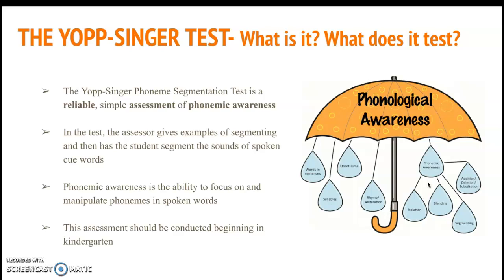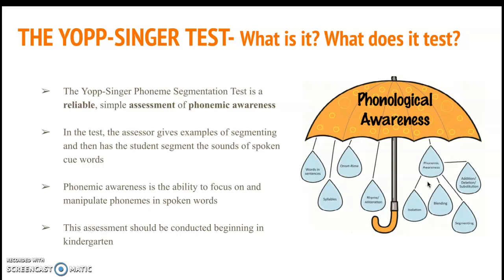So what is the Wopsinger test? What is it? What does it test? The Wopsinger phoneme segmentation test is a reliable, simple assessment of phonemic awareness. In the test, the assessor gives examples of segmenting and then has the student segment the sounds of spoken cue words. Phonemic awareness is the ability to focus on and manipulate phonemes in spoken words. The assessment should be conducted beginning in kindergarten.